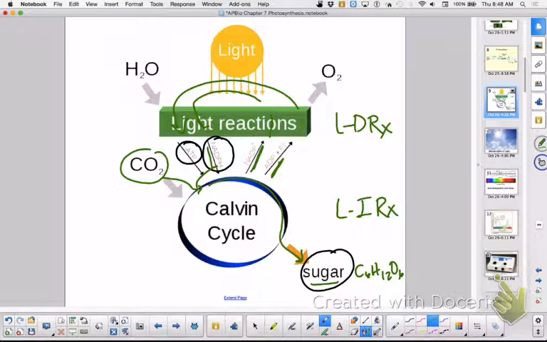So you have an input of electrons and hydrogen atoms right here from water. So this right here is hooking up with this in order to make this down here. That's your source of electrons in order to build your glucose.